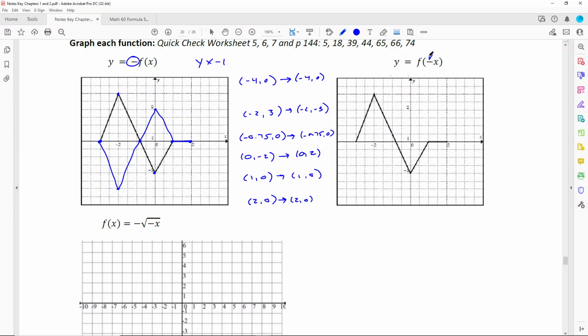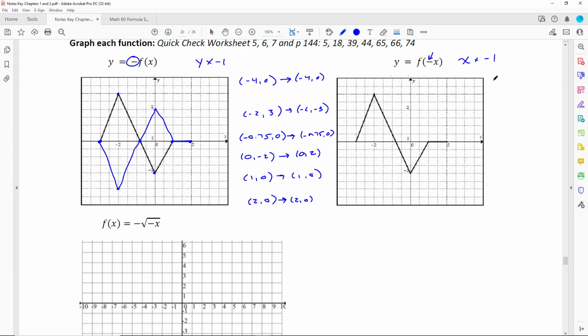This one is a negative in the bracket with the x, so the x values are going to get multiplied by -1. So this is going to reflect my x values over the y-axis. Again, you could take all these points and take them over, or write down your points and transform them. So all these points are the same.